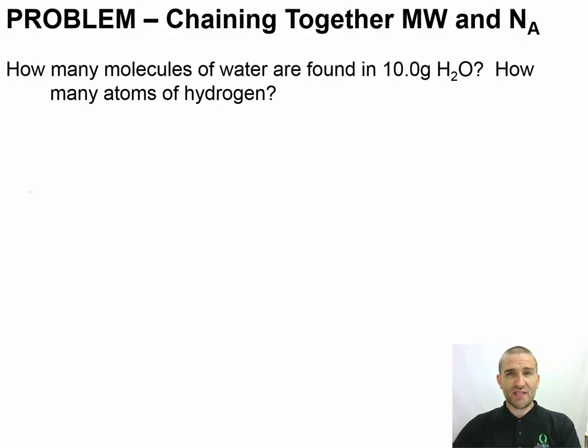In this problem video, we're going to chain together a molecular mass and Avogadro's number. Problem solved. So, how many molecules of water are found in 10.0 grams of water? And how many atoms of hydrogen? Go ahead and pause the video and give it a try.